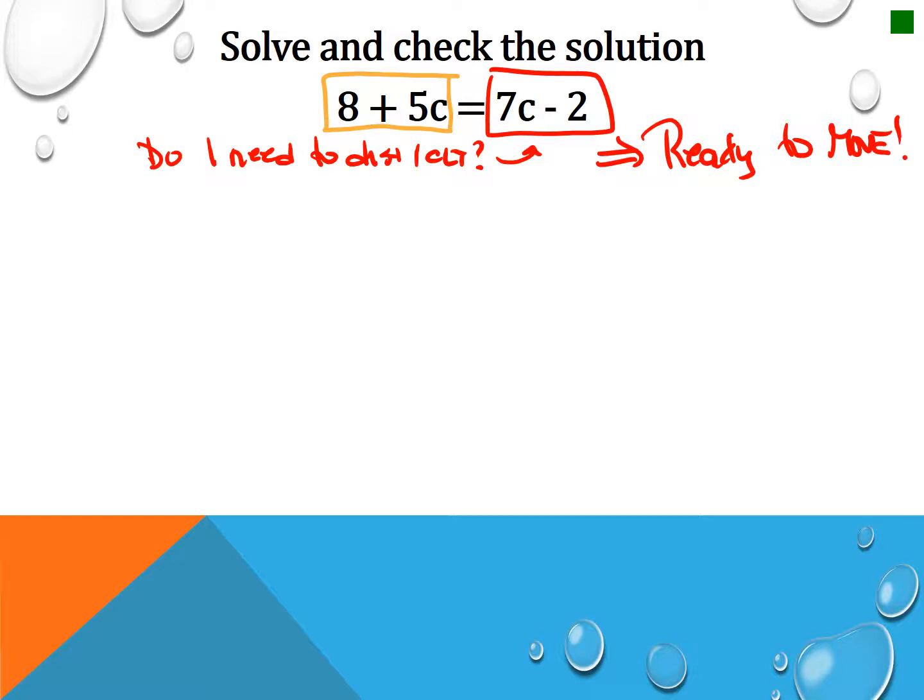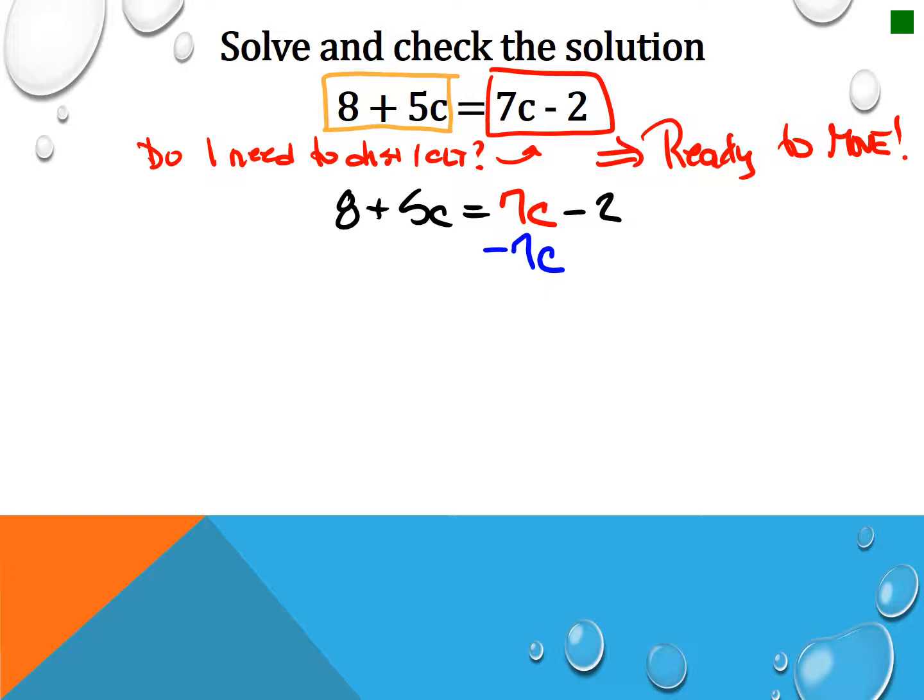I'm going to tell you, you can actually move whichever way you want, but I like to move this 7C here over to the left-hand side. You're going to see why in just a minute. So I'm going to take a 7C. I move variables by adding or subtracting. It's a positive 7C, so I'm going to subtract 7C. Because if I have 7C, I take away 7C, I got none. I'm none C in here.